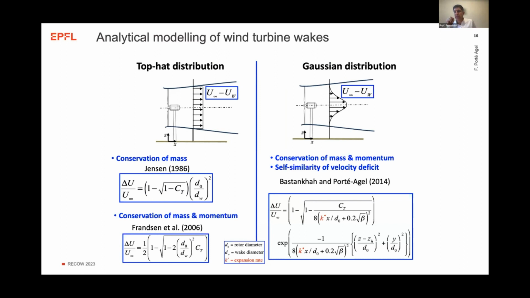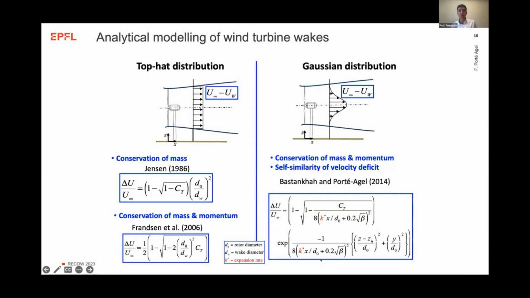And now, some years ago, based on the observations we had from the wind tunnel, we saw that the wakes were clearly not top hat shape. It was more like, actually, we could fit nicely a Gaussian distribution. So we proposed, using a similar approach, a model that is based on a Gaussian self-similar shape, and that enforces conservation of mass and momentum.